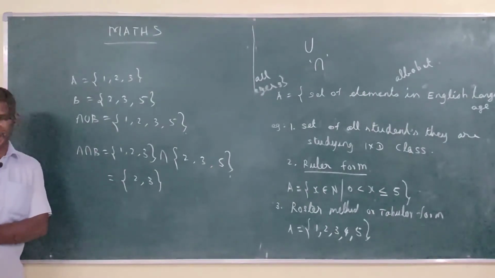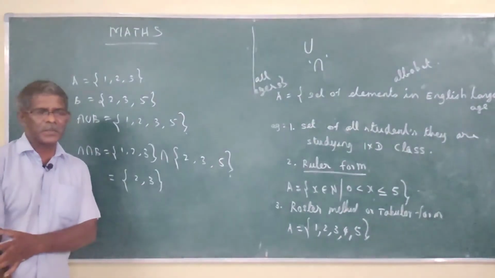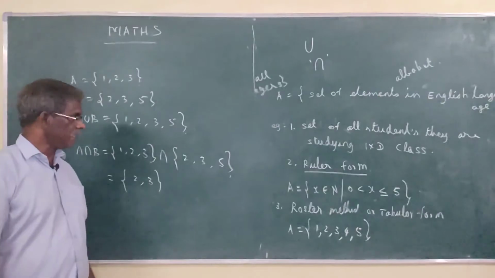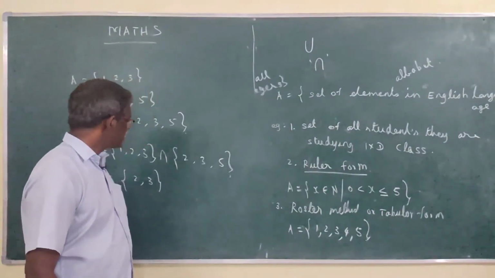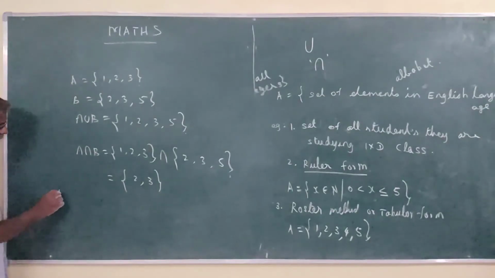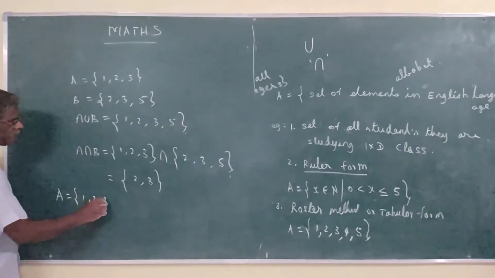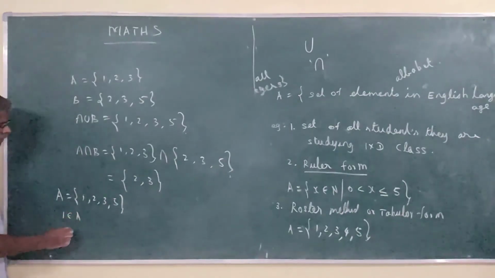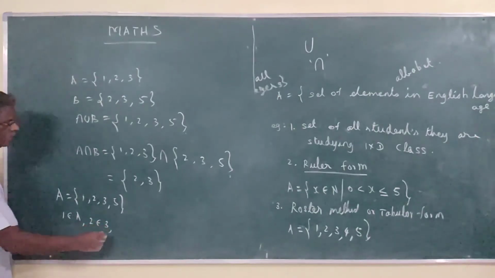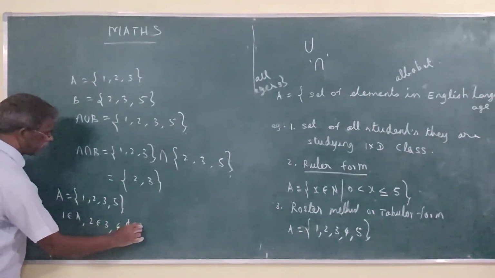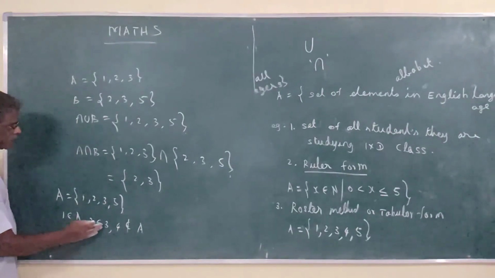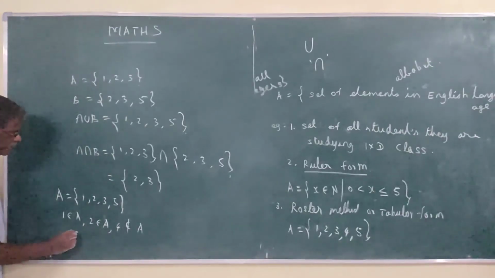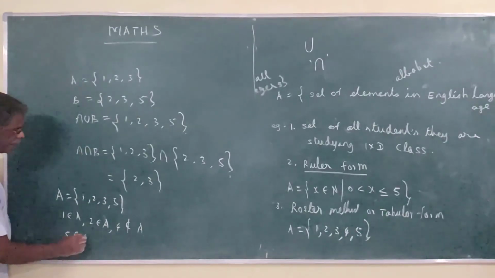So I will stop the lesson here. Then you have to go to your textbook and read it, and you can easily understand the things. One more thing I will explain. Suppose A is equal to {1, 2, 3, 5}. So we can write 1 is an element of set A, 2 is an element of set A, 4 is not an element of set A, and 5 is an element of A.